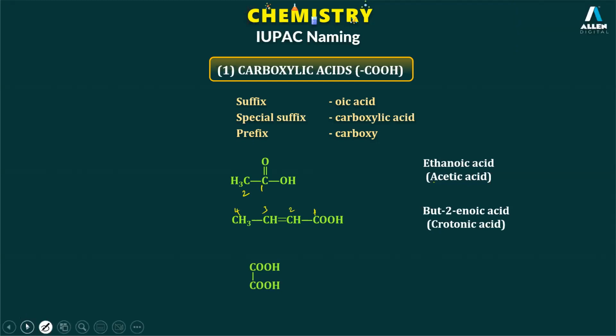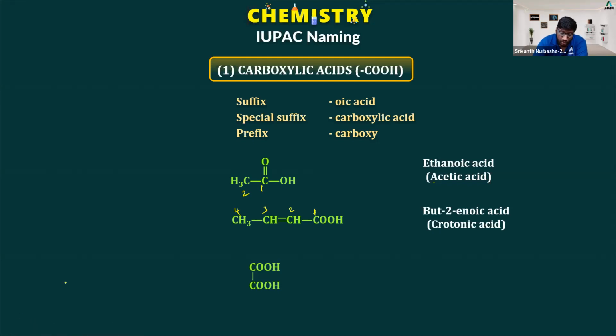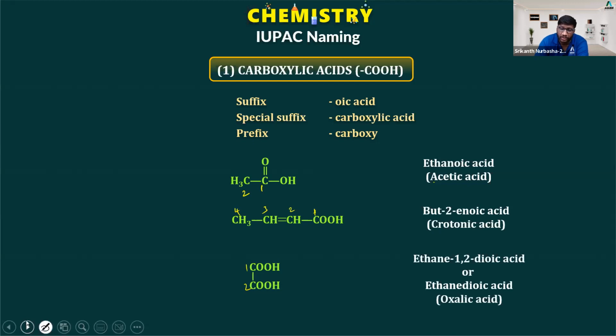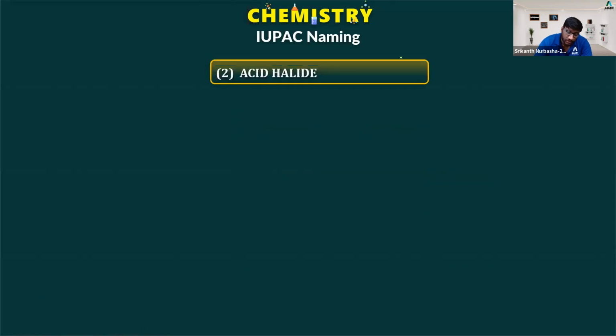Oxalic acid. Yes or no? In the IUPAC system, it will have a name like ethane-1,2-dioic acid or ethanedioic acid. Ethane-1,2-dioic acid, or oxalic acid is the common name, right? So that is for carboxylic acid, simplest names.